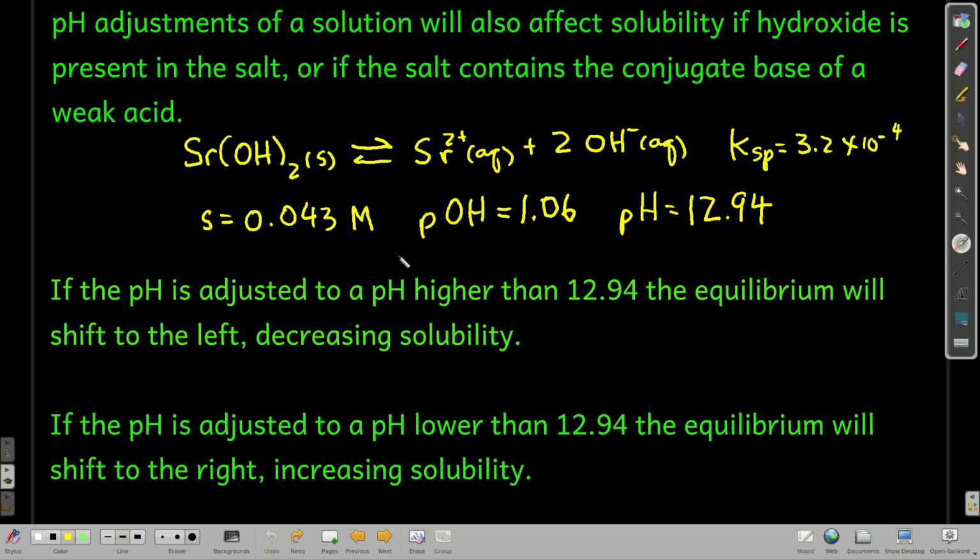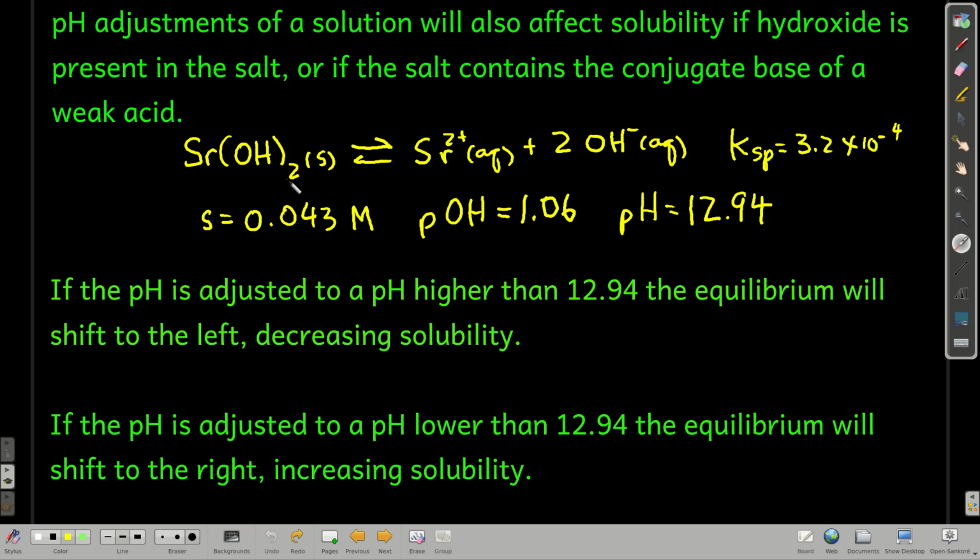Now let's look at what happens when we adjust the pH of a solution. This is only going to affect the solubility of a salt if that salt contains either hydroxide or the conjugate base of a weak acid. And I'll show you that one in just a second. But let's look at strontium hydroxide.